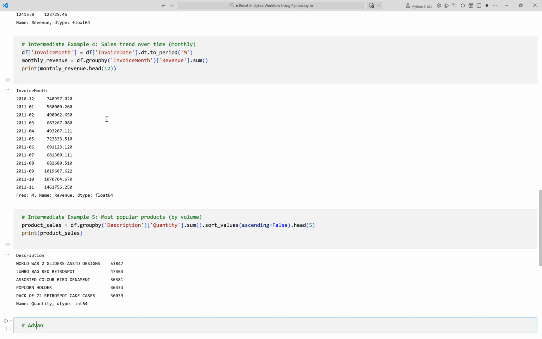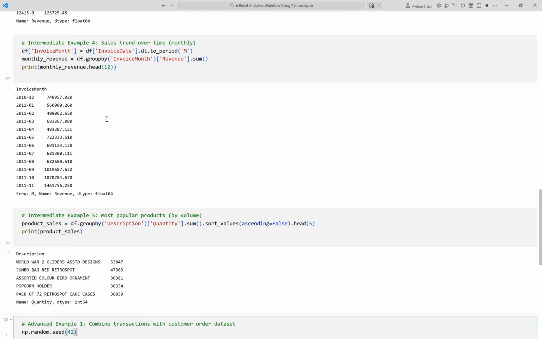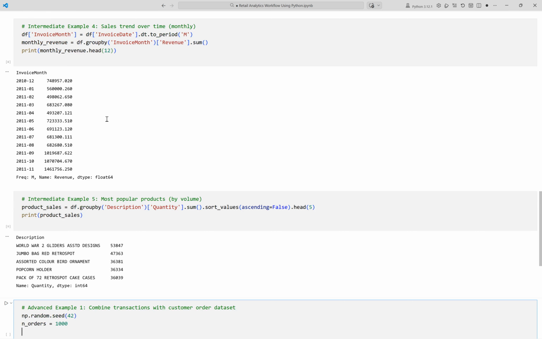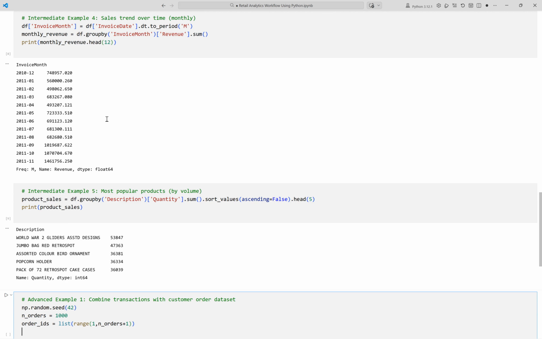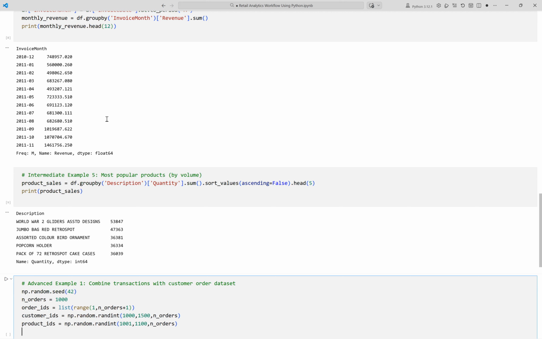Sometimes, we need to work with multiple datasets. Here we simulate a retail customer orders table to join with transaction analytics. We set seed for reproducibility. We define how many orders we want to simulate. We generate order identifiers. We assign customer IDs to each order. We randomly select product IDs, simulating the product purchased in each order. We simulate quantities per order.